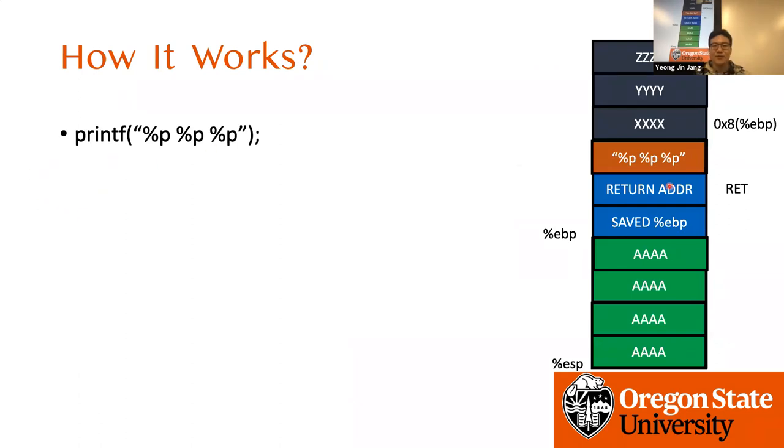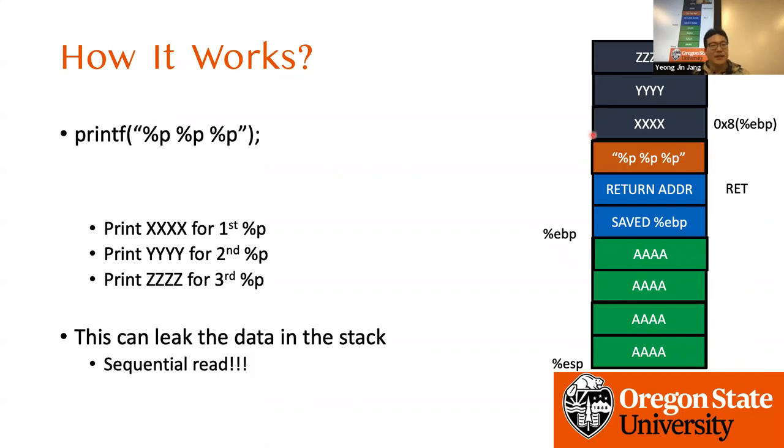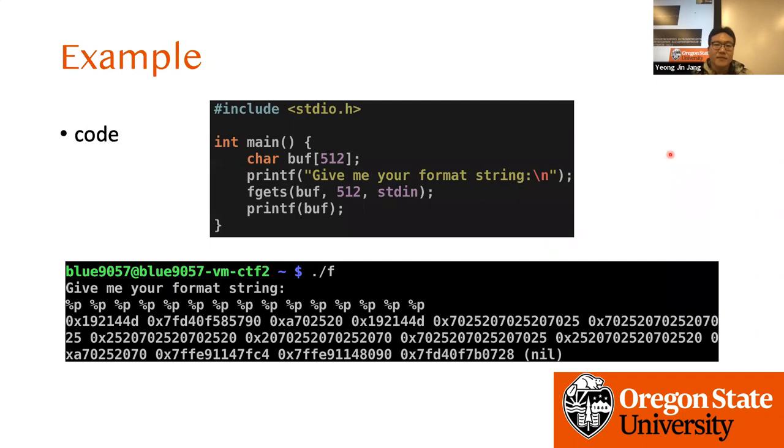So how this works is that I just put %p, %p, %p in the example. This is the internal stack of the printf. And then it will get XXXX as the first argument for the format string, YYYY as the second argument, ZZZZ as the third argument. So it will work as a sequential read primitive. If you write this kind of code, which I believe is one of the challenge programs, a simplified one, the program will get your input into the buffer and then directly supply that to the printf function. And if you put %p a lot, then it will print out all these values like that.